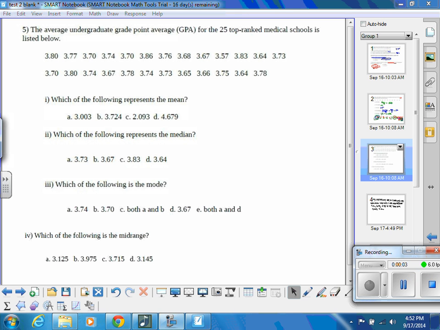Okay, so let's look at this problem here. It says the average undergraduate grade point average in the 25 top-ranked medical schools is listed below. First thing I notice is that the data is not in order, and there are 25 of these numbers. I have to put them in order before I can figure out the median and the mid-range and those kinds of things. So I'm going to show you how I did it by hand.